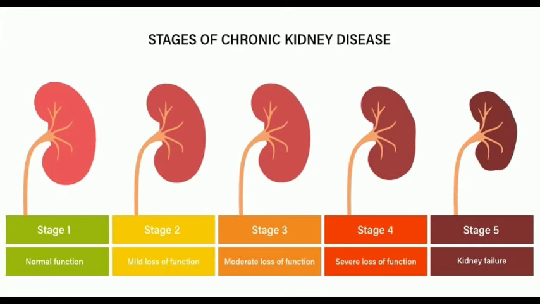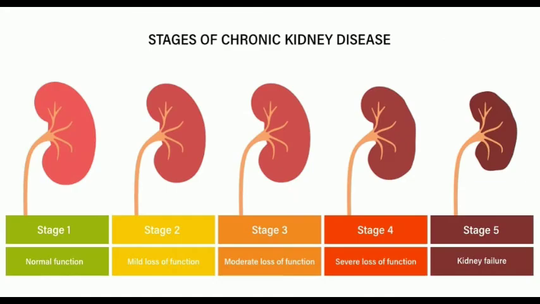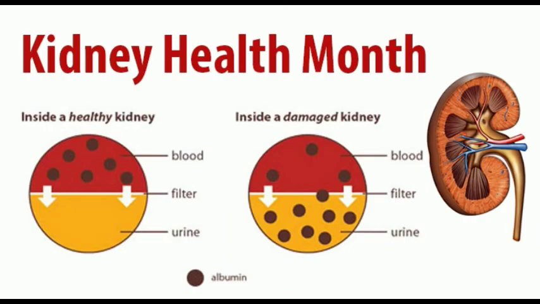Definition: CKD is defined as the presence of kidney damage, manifested by abnormal albumin excretion or decreased kidney function, quantified by measured or estimated glomerular filtration rate (eGFR) that persists for more than 3 months. CKD is typically a progressive disease.